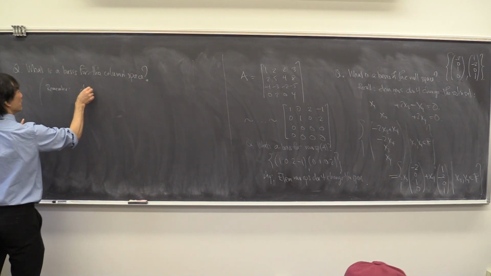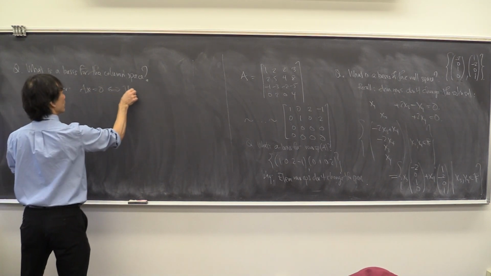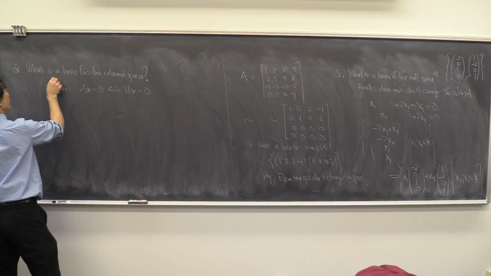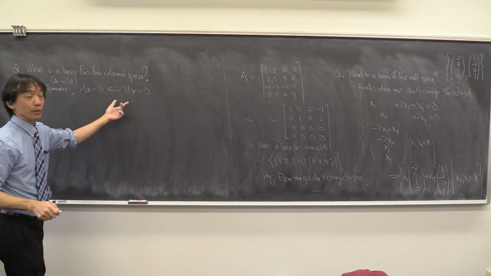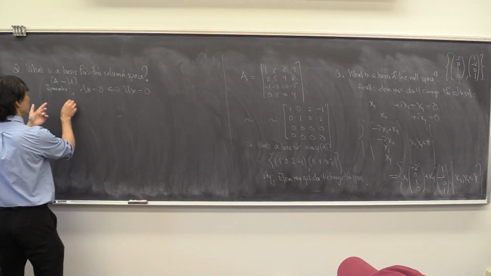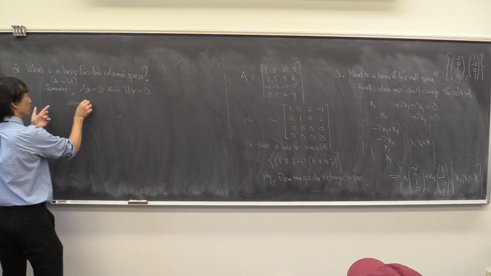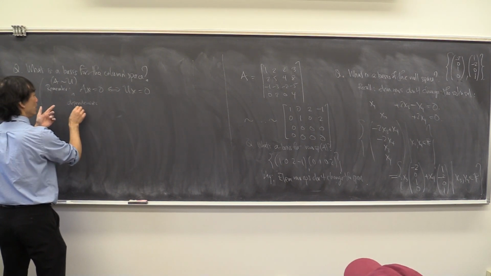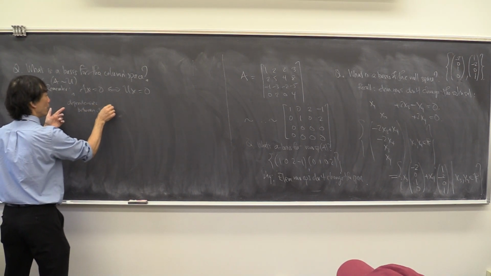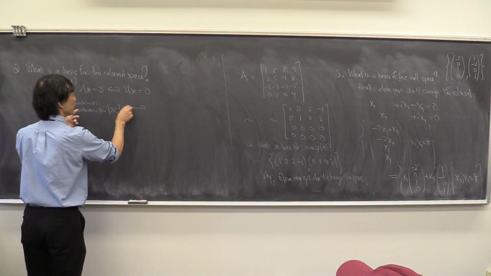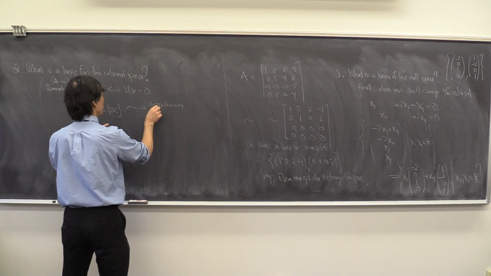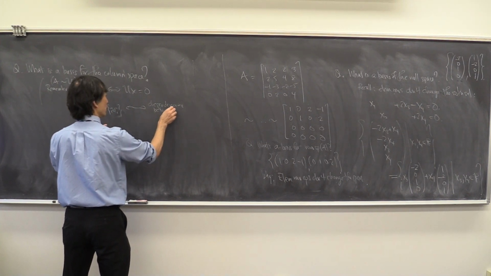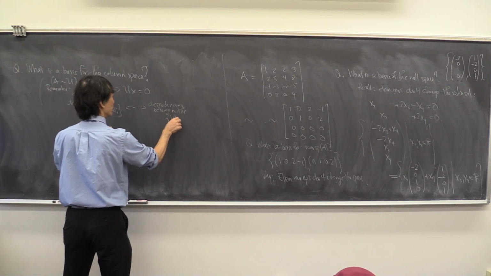Ax equals 0 if and only if Ux equals 0. If A is row equivalent to U, then Ax equals 0 if and only if Ux equals 0. In other words, dependencies between the columns of A correspond to dependencies between the columns of U.